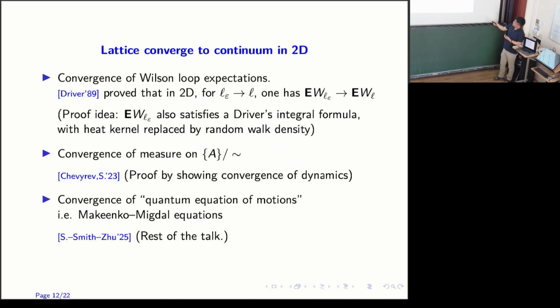And then how about on the level of the connections? We also know that the measure on the space of connections modulo gauge transformations also converges. Actually, in this recent paper with Ilya, we proved this result by showing the convergence of the stochastic dynamic, the stochastic quantization. Since this measure is an invariant measure, once we show the convergence of the SPDE, then we can argue the convergence of the invariant measure. I guess initially Makeenko-Migdal called the loop equation the quantum equation of motion. Usually in quantum field theory they call this the Dyson-Schwinger quantum equation of motion. So now our question is convergence at this level.